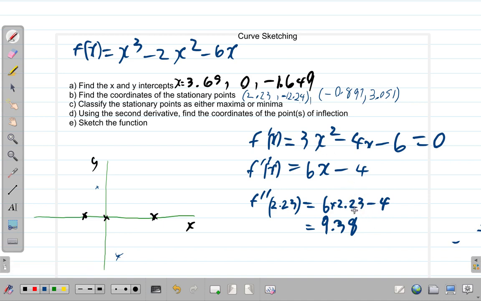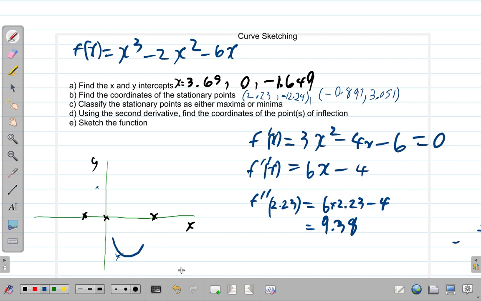So the stationary point where x is 2.23 is going to be a minimum point because the second derivative is positive, right? So we'll have a minimum point here. Alright?